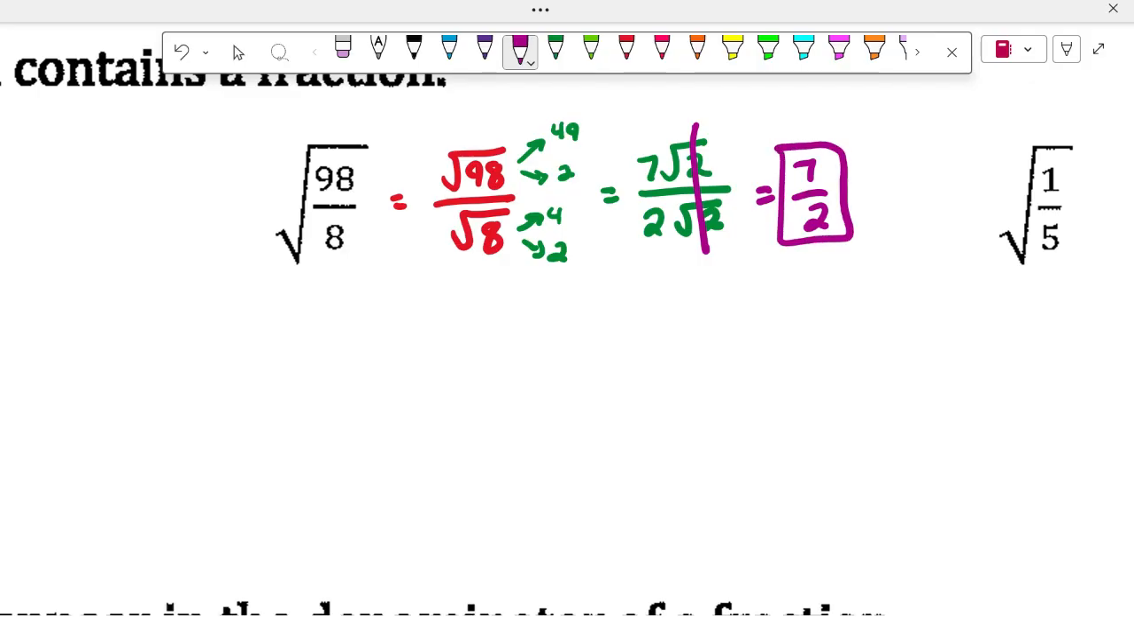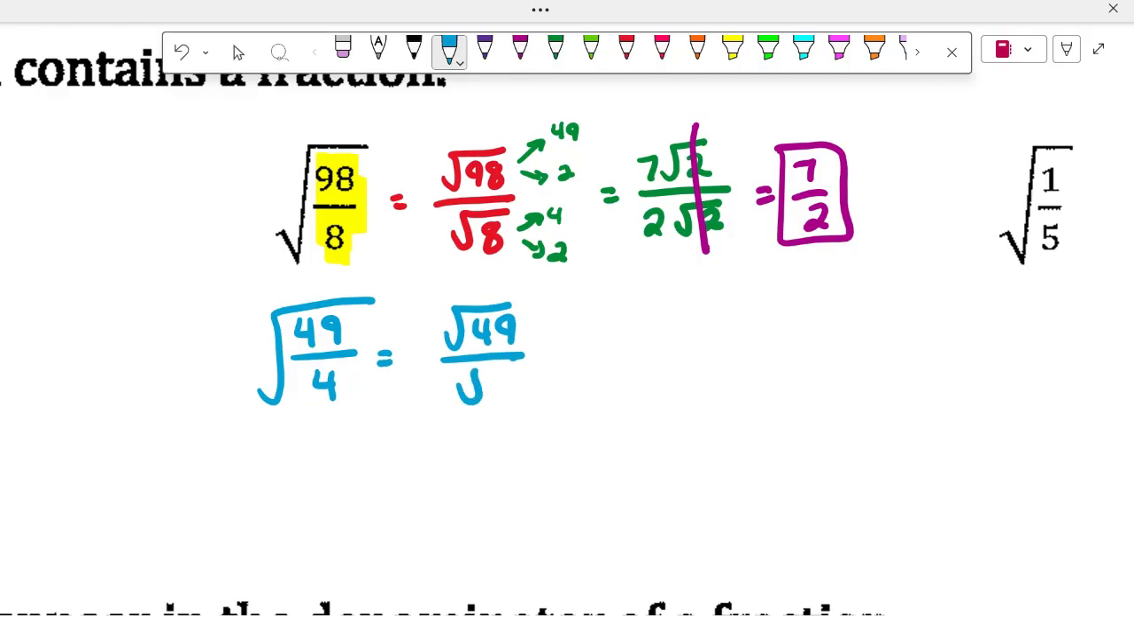The other way you could have approached it is to actually simplify what's under the radical first and then separate. Because 98 over 8, can that be simplified? Like the fraction? Yeah. If you divide both the top and the bottom by 2, it can go down to 49 over 4 under the square root, which we can then separate into two square roots. The square root of 49 is 7. The square root of 4 is 2.